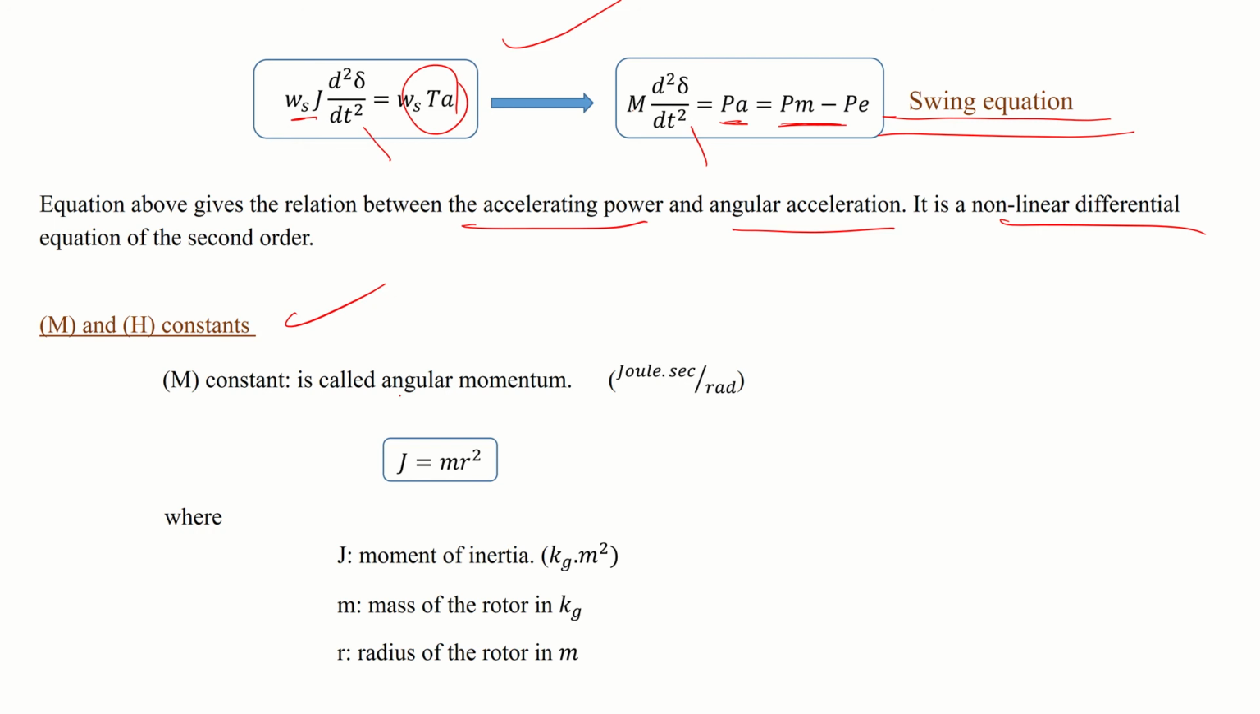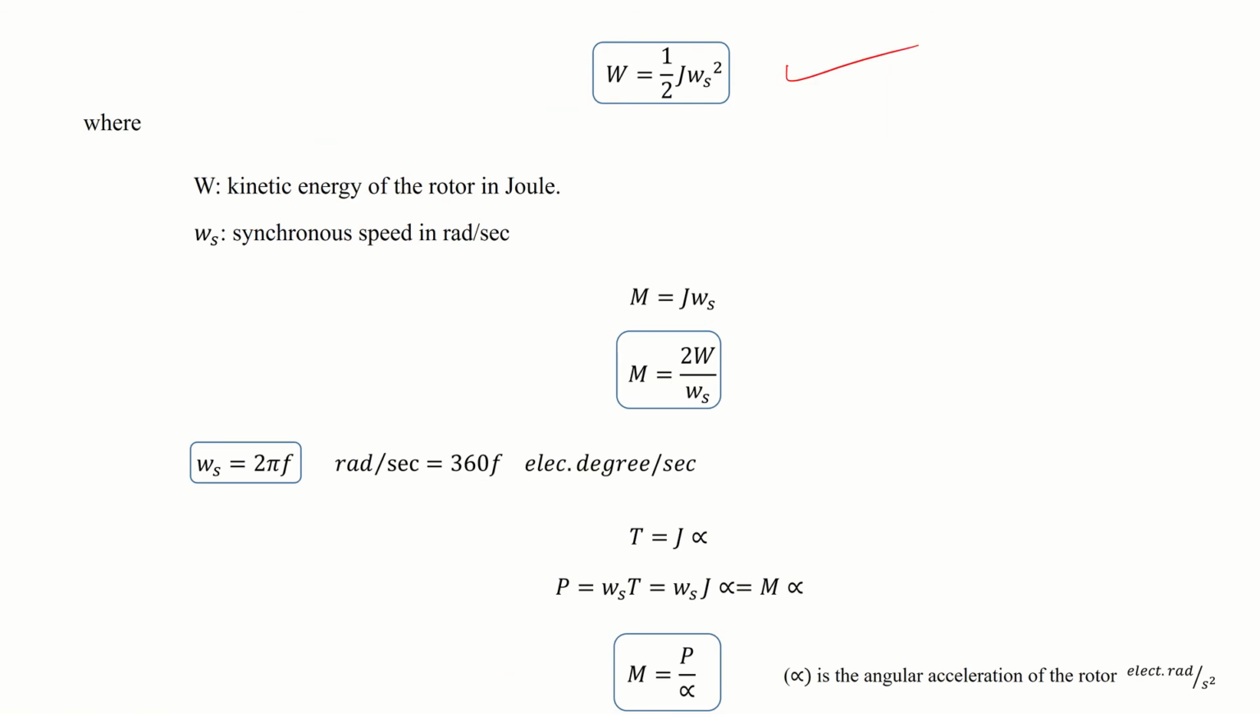So now let's define the M and H constants. M is the angular moment, and we can measure it in joule second per radian. J is the moment of inertia, which is equal to m r squared, where m is the mass of the rotor and r is the radius of the rotor. Now, the kinetic energy of the rotor is half of the moment of inertia multiplied by synchronous speed squared. So you have the angular moment, which is equal to the moment of inertia multiplied by synchronous speed.